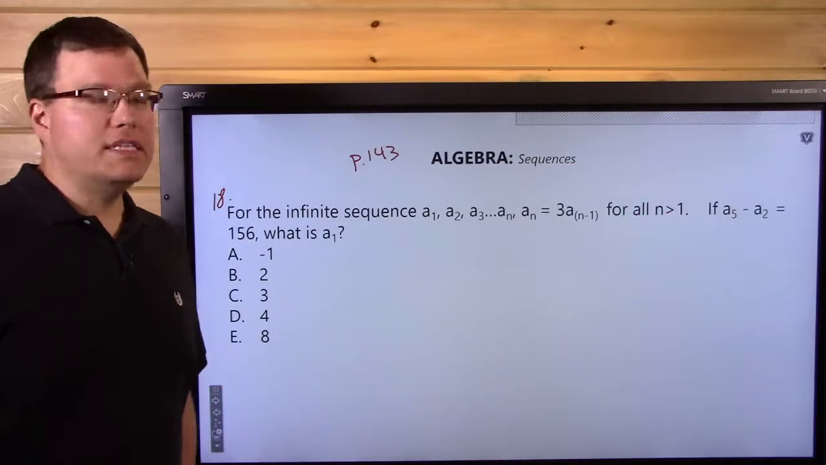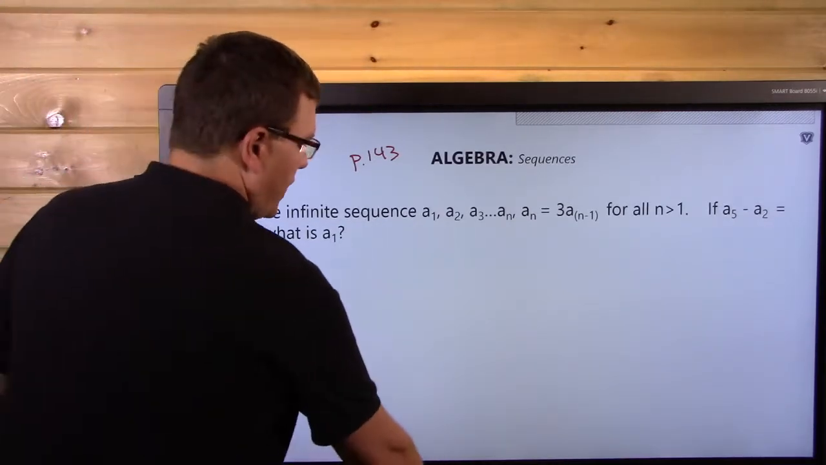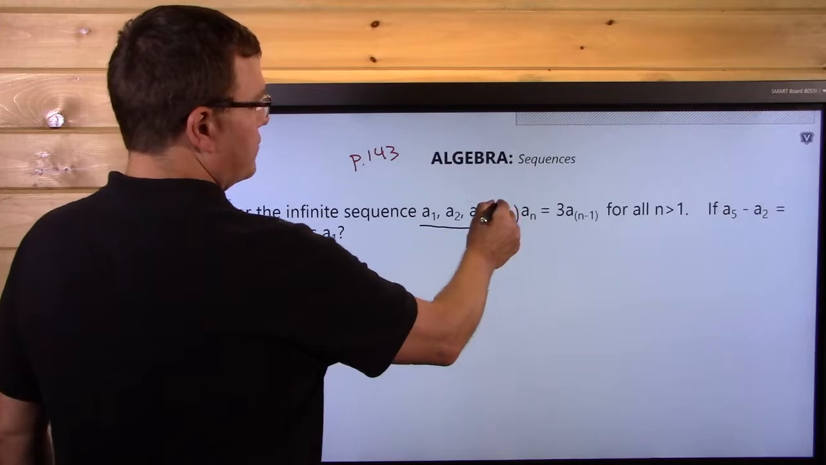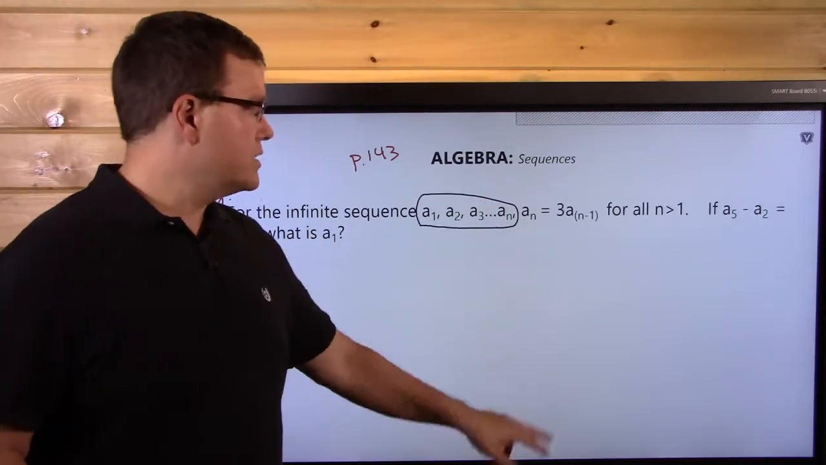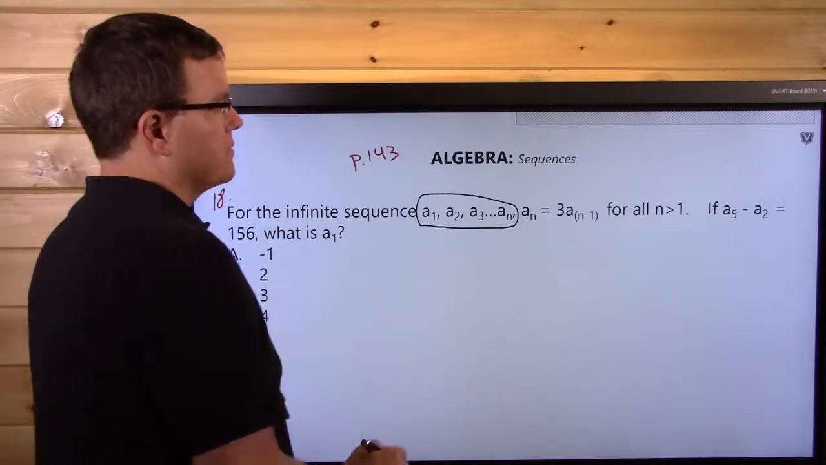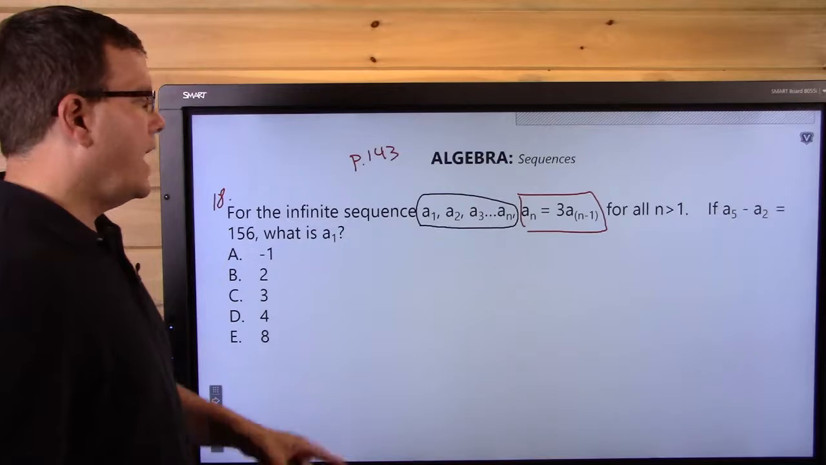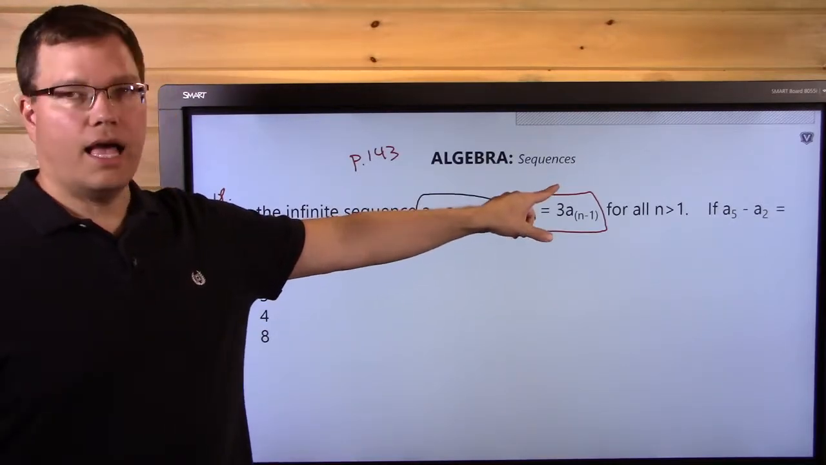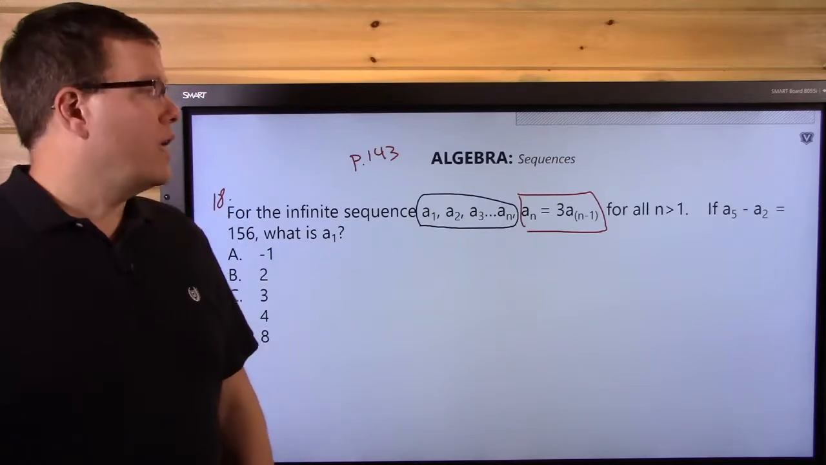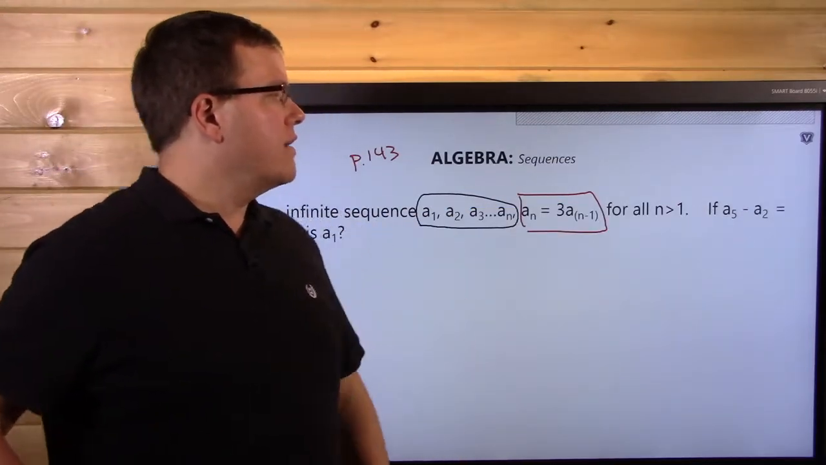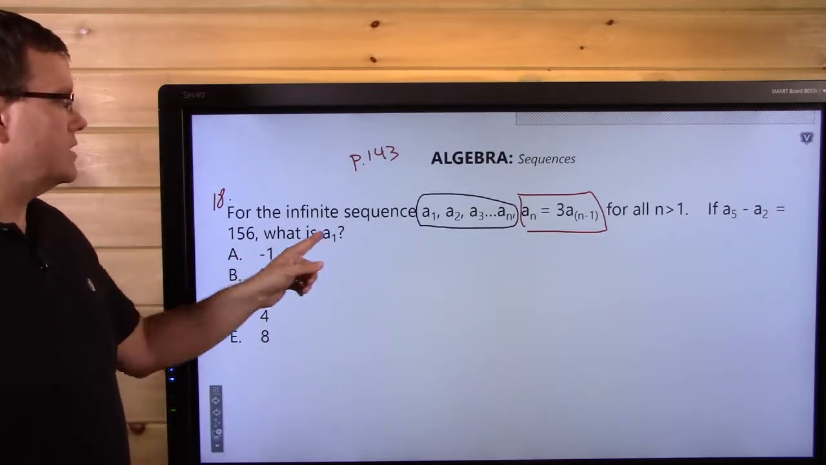On number 18 on page 143, this one's a little bit more difficult. So we have the whole thing, which is A1 through AN. It just tells us this is the sequence. Now here's the recipe right here for number 18. A sub n equals 3 times a sub n minus 1 for all n. And we're meant to find out if a sub 5 minus a sub 2 is 156, what is a sub 1?